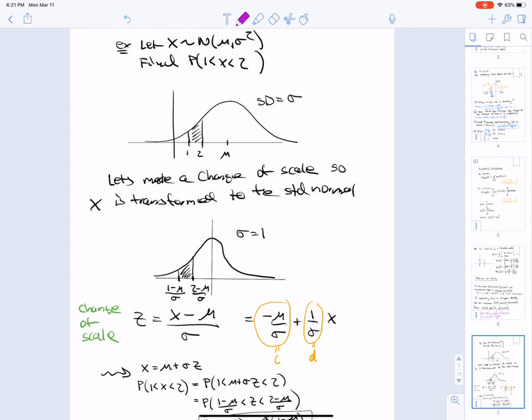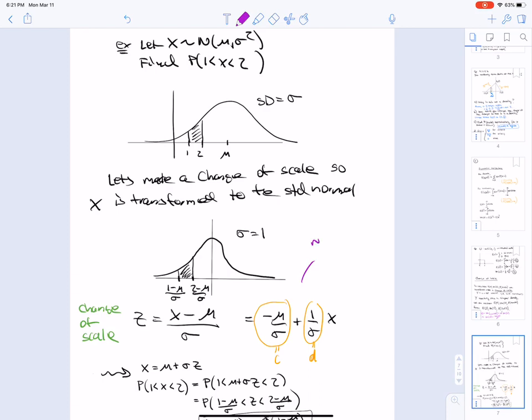So our change of scale is just going to be x minus mu over sigma, and I'm dividing by sigma here, not sigma squared, because I want the variance of z to be 1. So I can show you here.